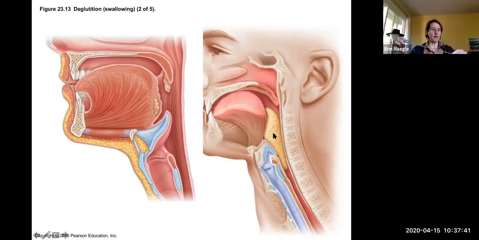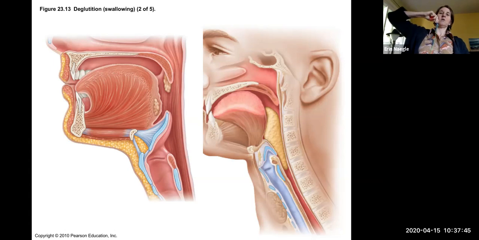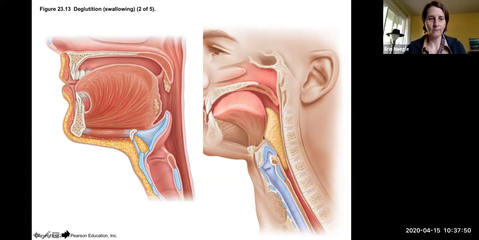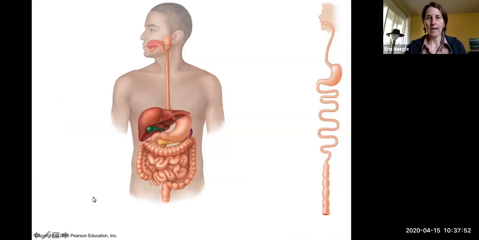Food spends a few seconds in your esophagus. It's about that long, just a few inches long, down to your stomach, just below your diaphragm. And we enter the stomach.